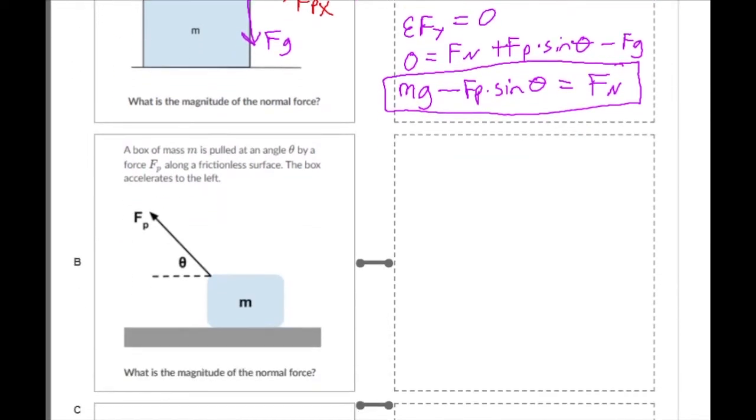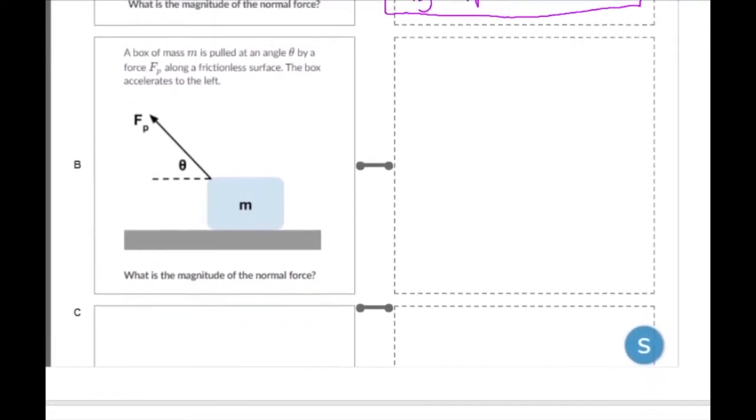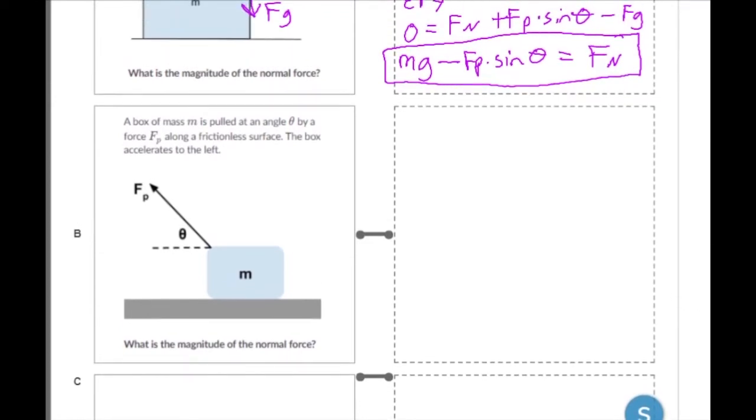Number 2 says a box of mass m is pulled at an angle theta by a force Fp along a frictionless surface. The box accelerates to the left now. What's the magnitude of the normal force? Well, all we're doing in this problem is pulling it up to the left instead of up to the right. So we're going to notice that this force applied in the y direction is still pointed upwards.